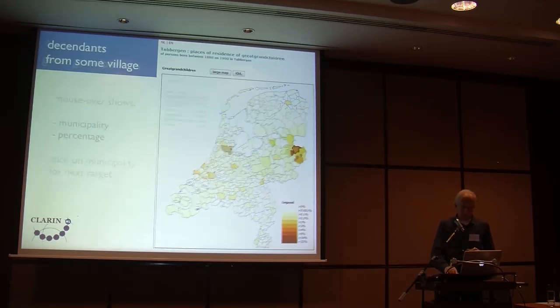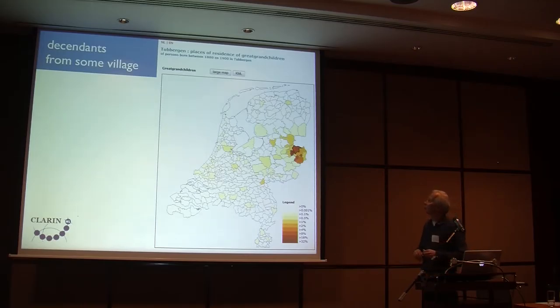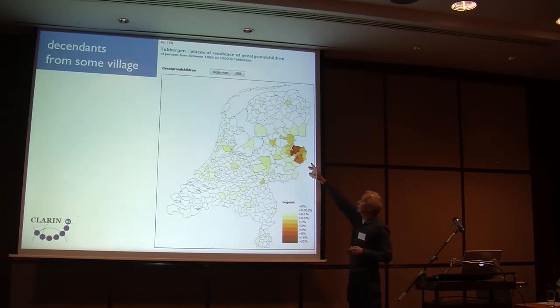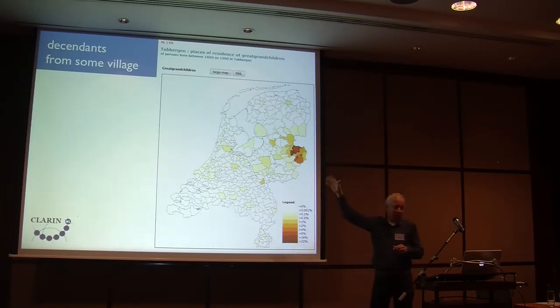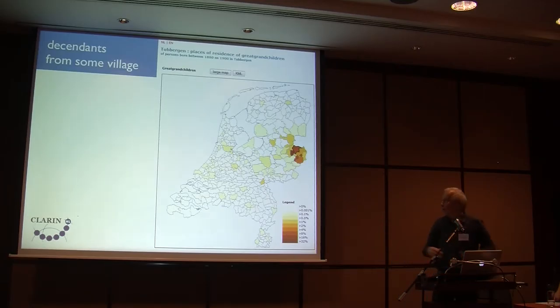You can click on it. And the other question was, if we started this place, and started the population 100 years ago, where do the descendants of these people still live, and they still live in that Saxonian area of Twente. They like to stay there.